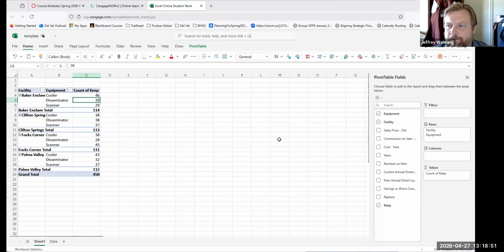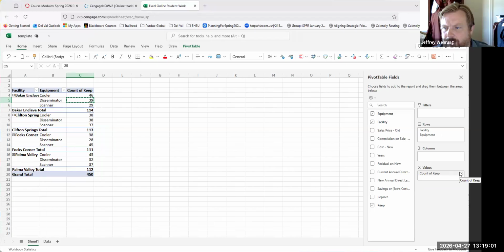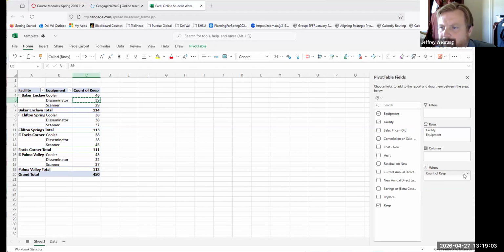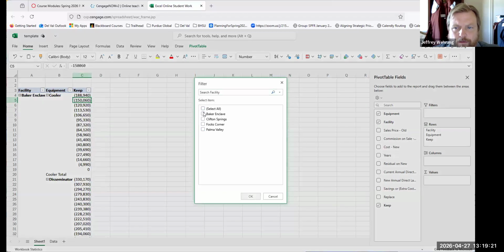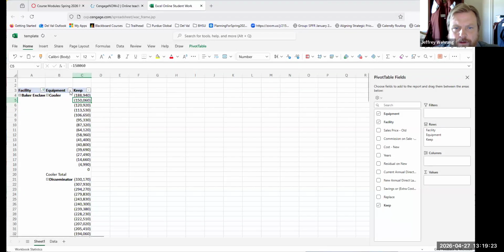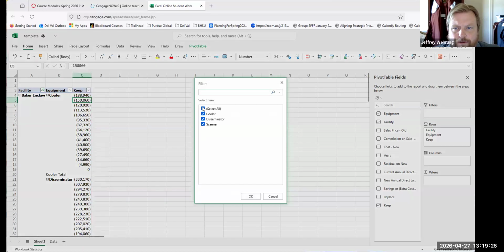Oh, it's counting all of them. Okay, let's put this in here. I need... Let's see. How am I going to do this? I want to show all of them. I'm actually going to put the same. Here's all my keepers. And now I'm going to need to filter. Baker Enclave. I'm just going to show my disseminators.